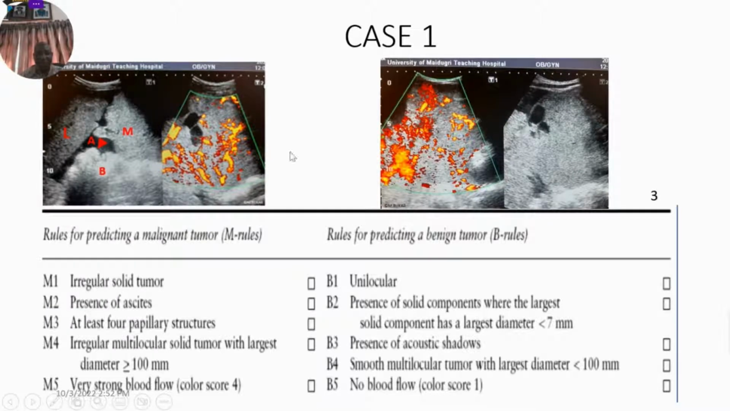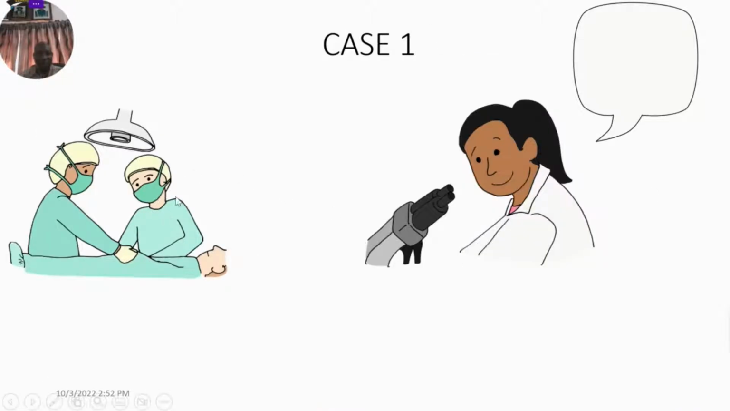These are the ultrasound scan images. It's an irregular solid tumor, presence of ascites, very strong blood flow. So you have 3 M rules, no B rules. So it is classified as malignant. She underwent surgery and histopathologically confirmed to be yolk sac tumor.